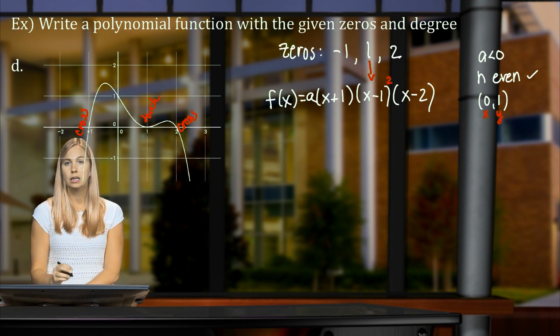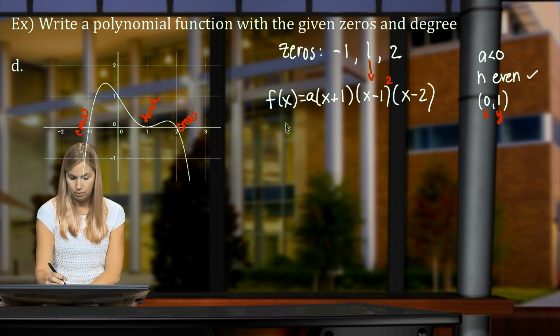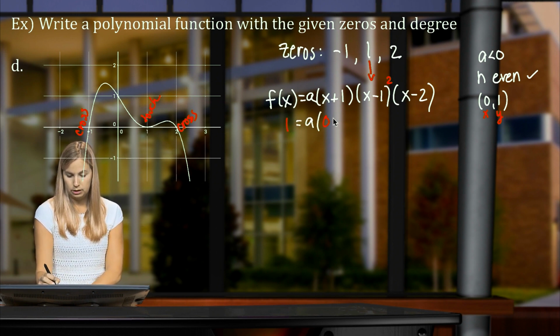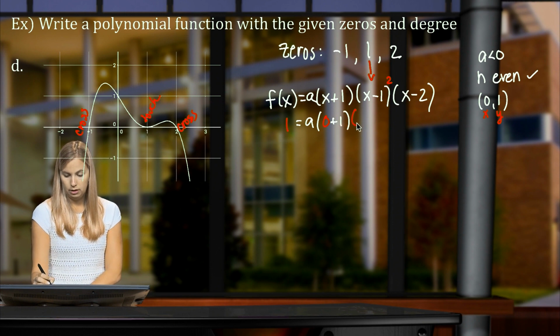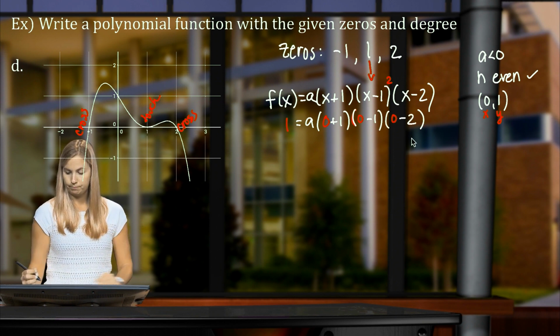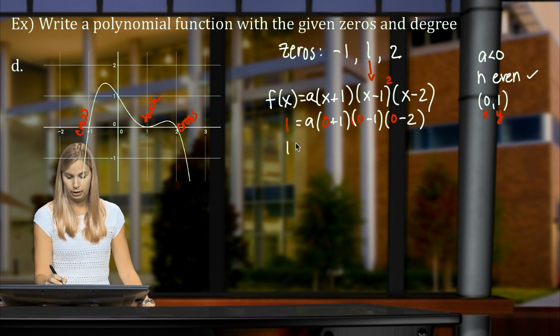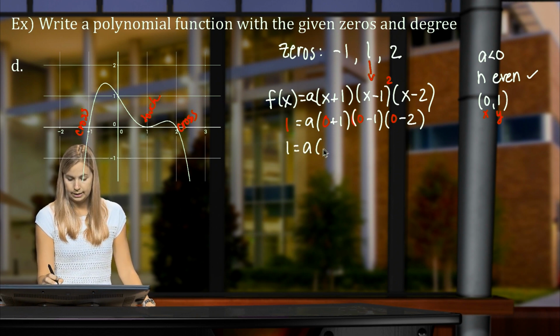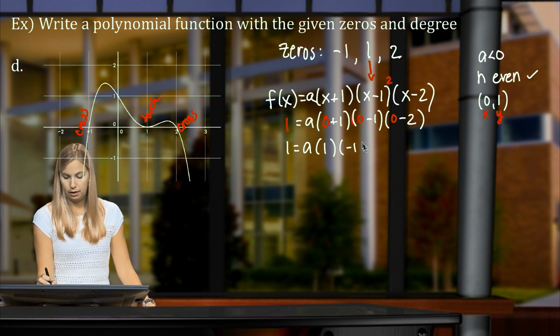So I'm going to plug in 0, 1 for x and y. We have 1 equals a times 0 plus 1 times 0 minus 1 times 0 minus 2. And I'm going to simplify this. So we have 1 equals a times 1 times negative 1 times negative 2.